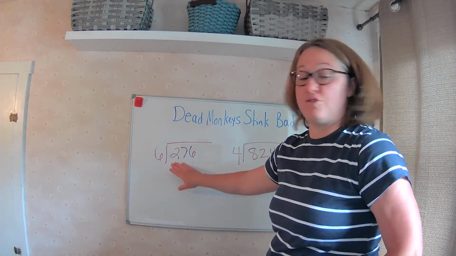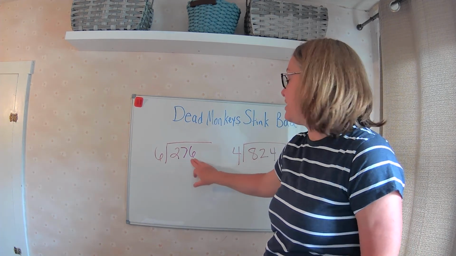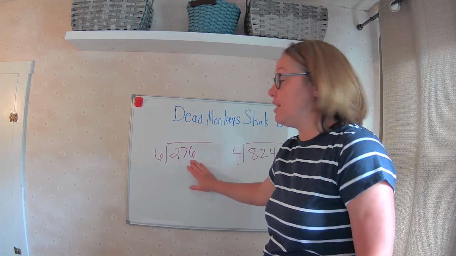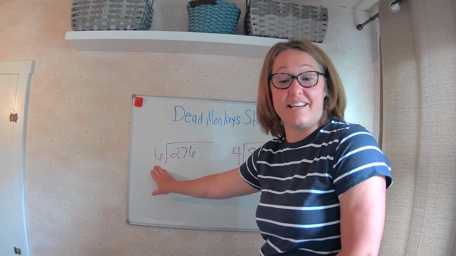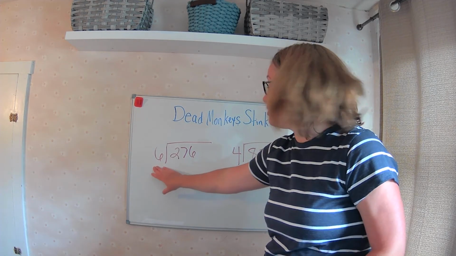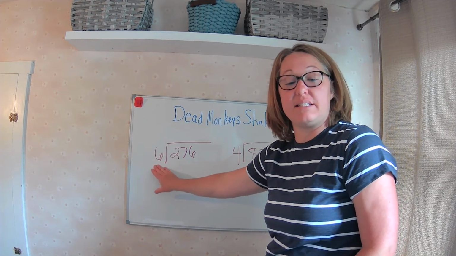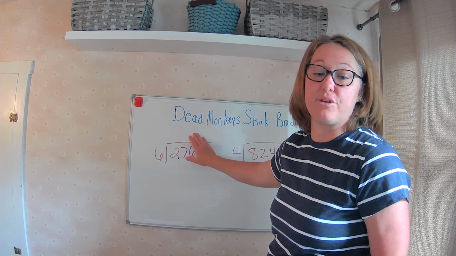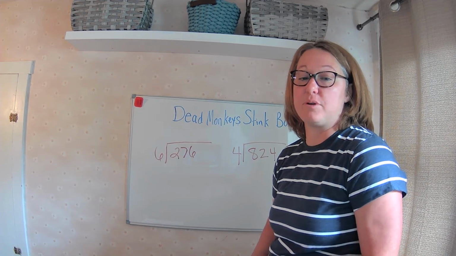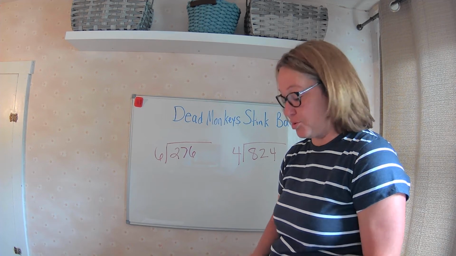All right, so I have some more problems on the board. We have 276 as our dividend, and we're going to divide it by 6. Since we practiced with the 6, we'll do the 6 again. So we're going to divide by 6. This will be our divisor. We're looking for the quotient. Again, we have to remember, divide, multiply, subtract, bring down.